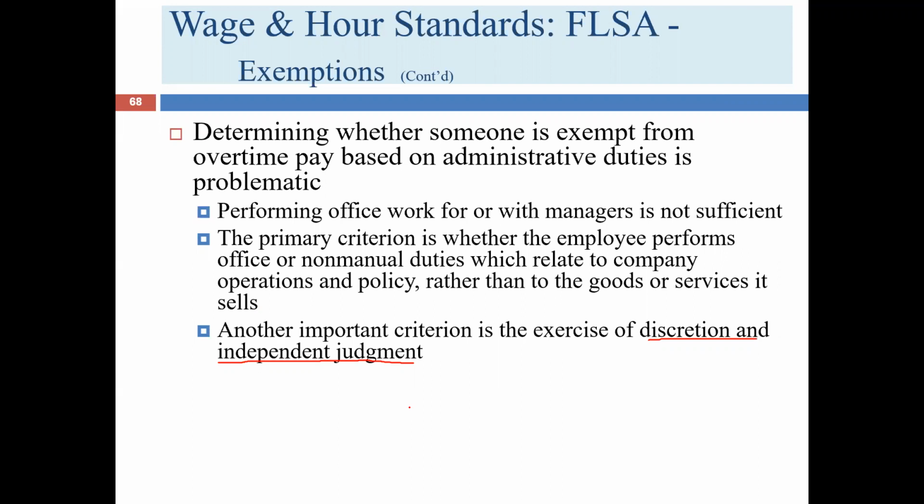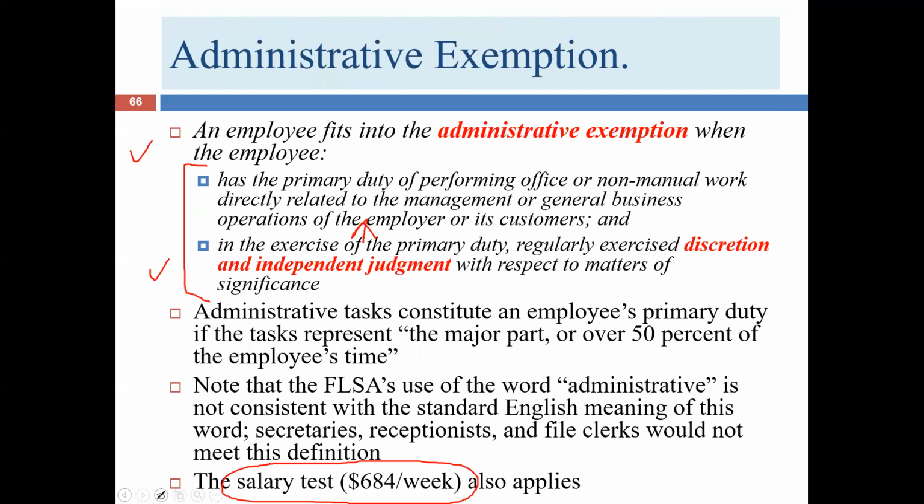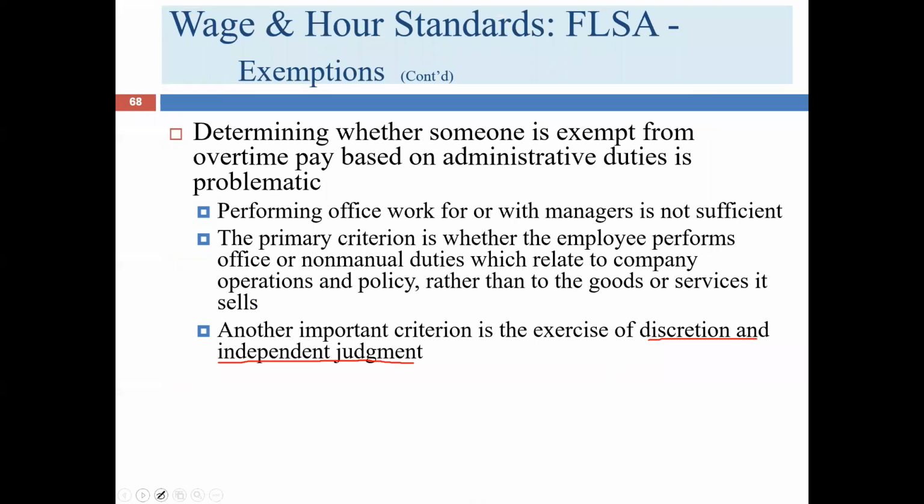The reality is that people who fit into this exemption probably do a lot of stuff that fits into this category too. But again, they need to not only do stuff that involves independent judgment, but they have to have that their primary duty is over 50% in this category as well. And so they don't have to be exercising independent judgment 55% of the time or something along those lines. But it can become a very, very fact-intensive evaluation.